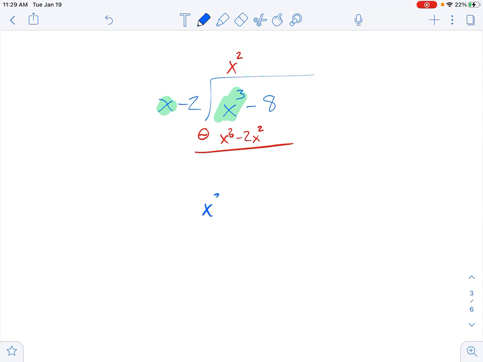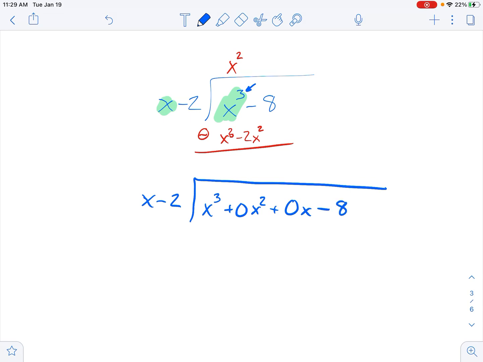When you get a dividend that does not progress in decreasing degree, notice this goes from x cubed and there's no x squared and there's no x, and it suddenly just jumps to the constant. So when you get a polynomial like this and it does not just march down in decreasing degrees for every term, my recommendation is put in those terms just as placeholders. Then we won't get into this conundrum up here.